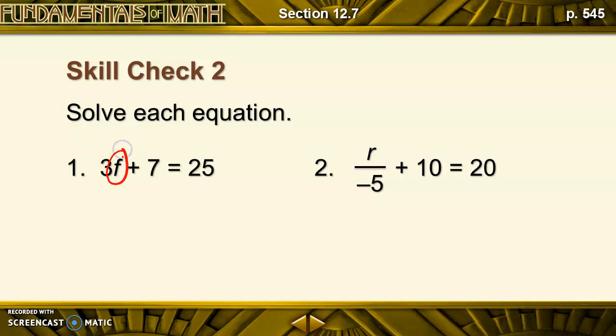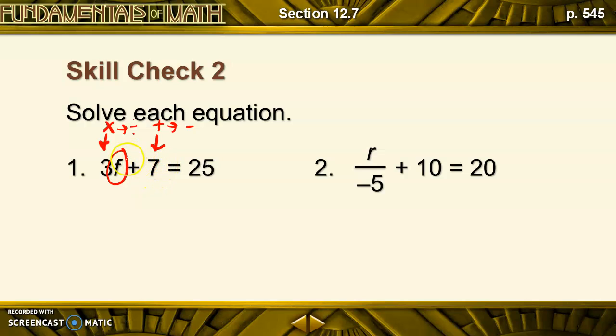Circle our variable. He has 2 buddies. Alright, you are multiplying by 3 and you are adding 7. So the opposite of multiplying is division. The opposite of addition is subtraction. Which one do I get rid of first? I get rid of the farthest buddy.